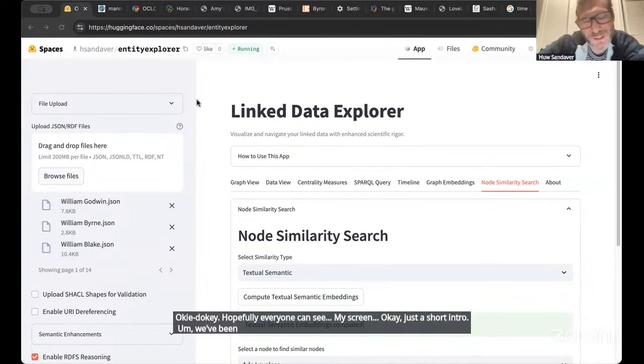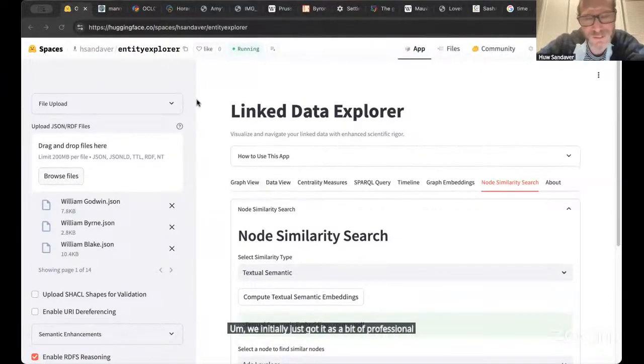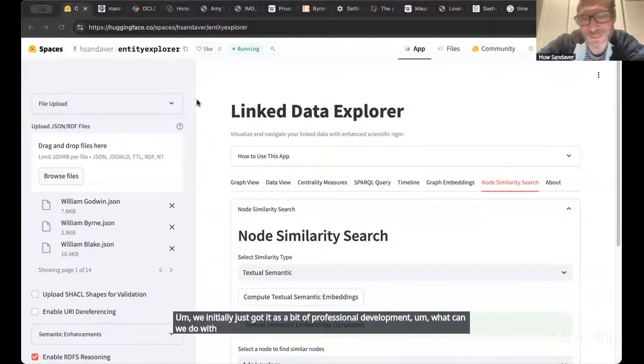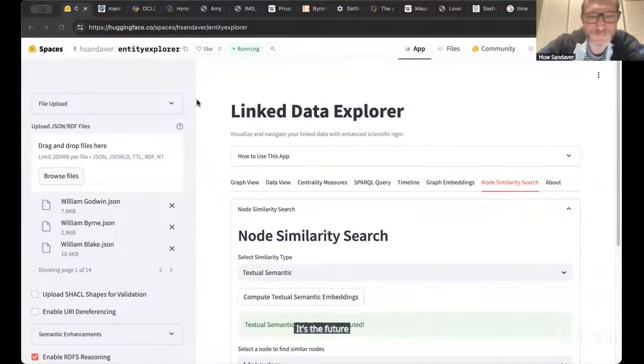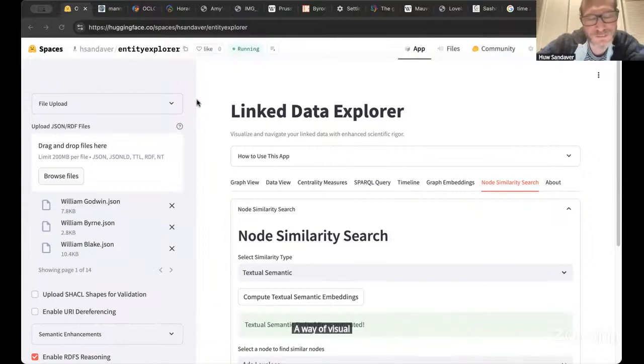We've been working with OCLC's Meridian service since late last year, early this year. And it's been a journey. We initially just got it as a bit of professional development. What can we do with linked data? It's the future. And it kind of exploded from there because we got really interested in it and ran some projects. And I made a way of visualizing the data that we got out of Meridian that connected everything contextually to our special collections.